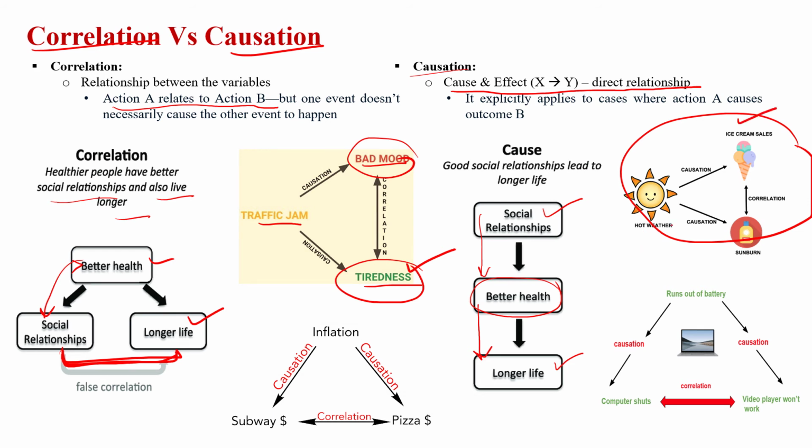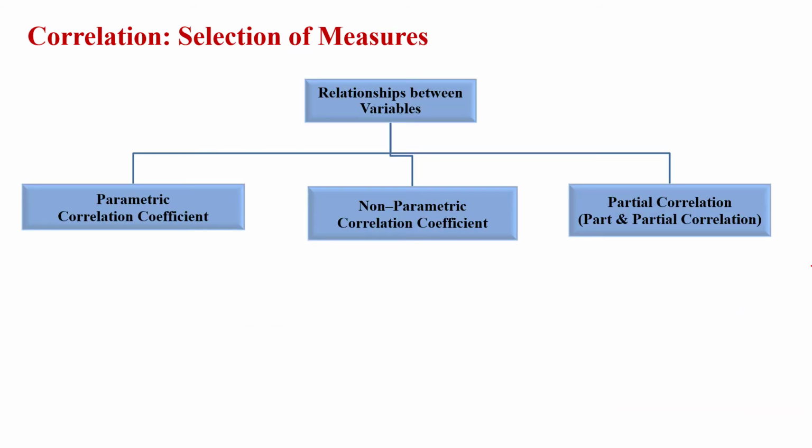Similarly, we can take another example: hot weather causes higher sales of ice cream. Similarly, hot weather can cause higher sales of sunburn creams. But there is a relationship: as the sale of ice cream increases, we can say that sunburn cream sales are also increasing due to the hot weather. So there is a relationship. I hope you are now clear regarding the difference between correlation and causation.